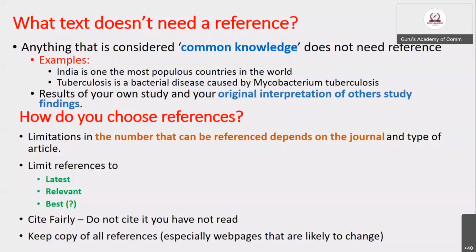If you are writing an article, any common knowledge or common statement does not need a reference. For example, India is one of the most populous countries in the world. This is a common statement. No need to give any cross reference.